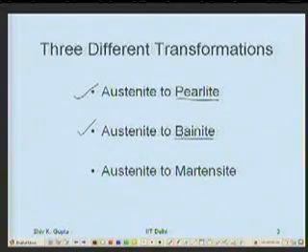Then if we further cool it at a still faster rate, so the transformation takes place at a much lower temperature, somewhere around room temperature, then even bainite cannot form because this involves the diffusion of carbon. Martensite is formed, which does not involve any diffusion of carbon. And that's what we began to look at in the last class.